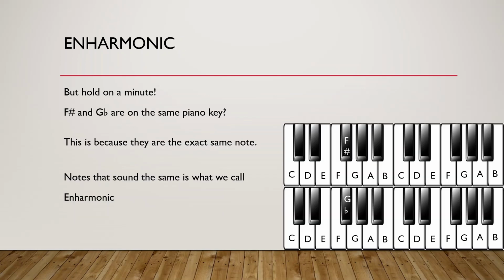But wait. F sharp and G flat is the same piano key, and this is because they are the exact same note. And the difficult word in music when we have two notes that are the exact same is called an enharmonic. So F sharp is the exact same as G flat, and so we call these two enharmonics of each other.